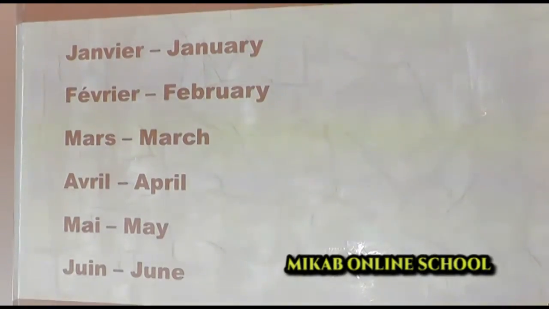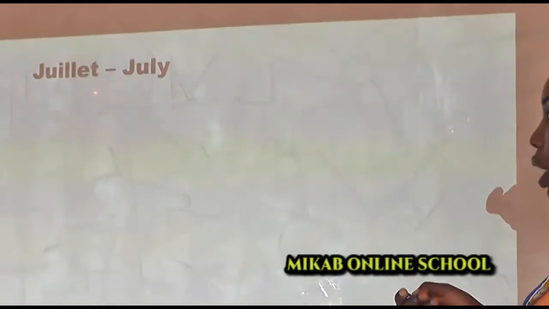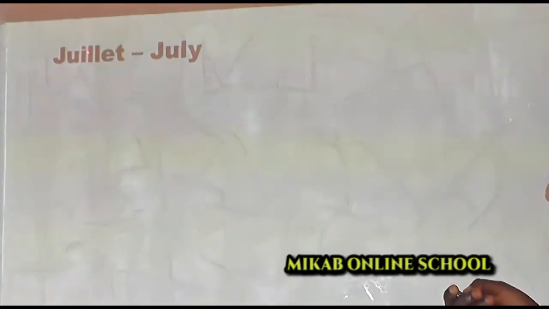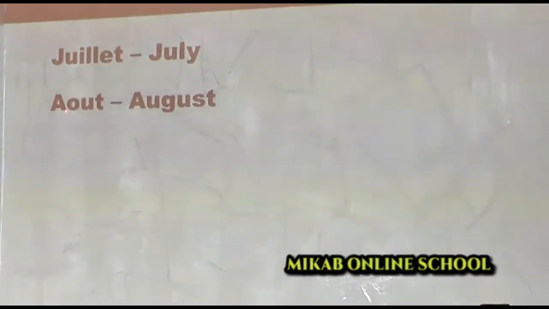Bon. The next one is July. We call it Juillet. Not Juliet. It's Juillet. Répétez encore. Juillet. Bon. We have August, which is août. Août. Juillet. Août. The next one is September.